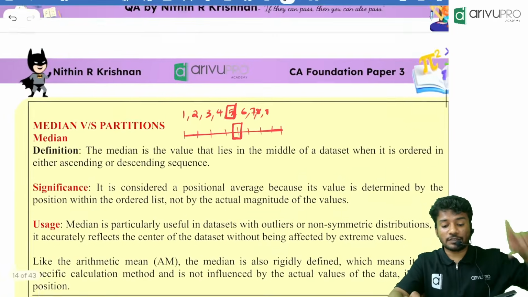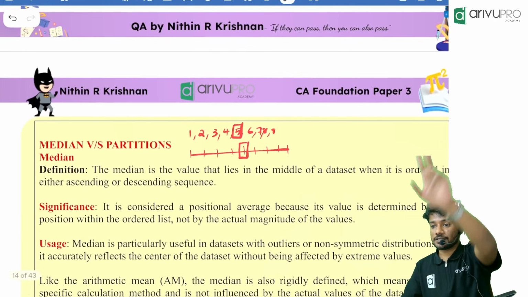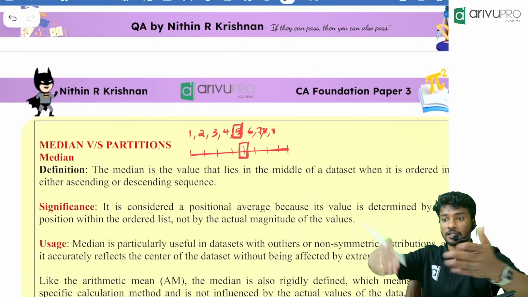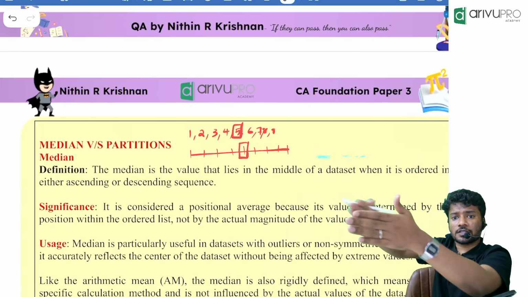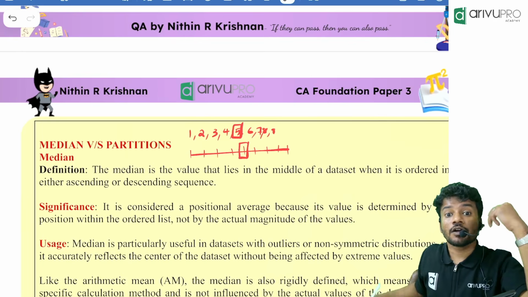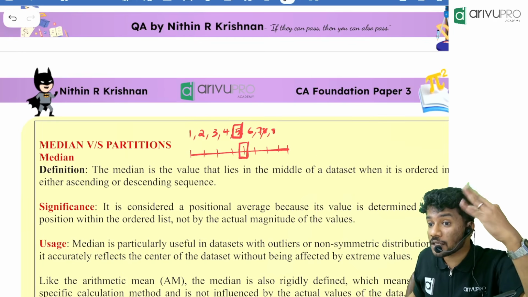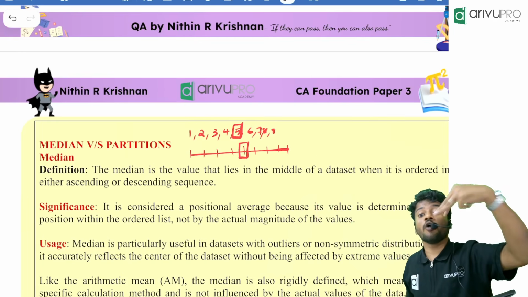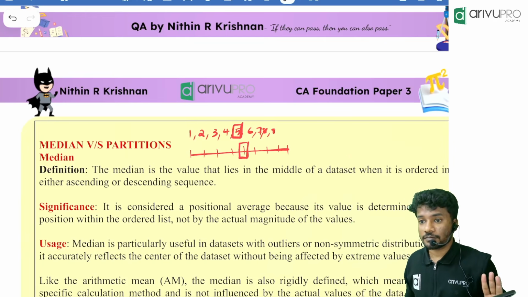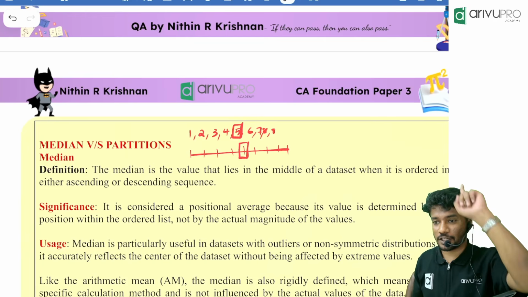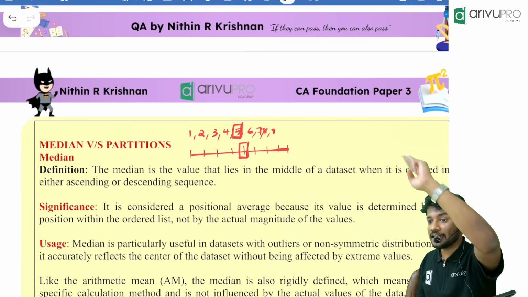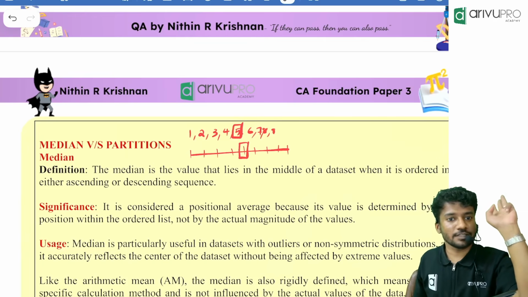So people, first one, median. How many parts? 2 equal parts. One median is there. That one is cutting it into 2 equal parts. Then quartile is dividing it into how many parts? 4 equal parts. So how many quartiles will be there? 3 quartiles will be there: Q1, Q2 and Q3.